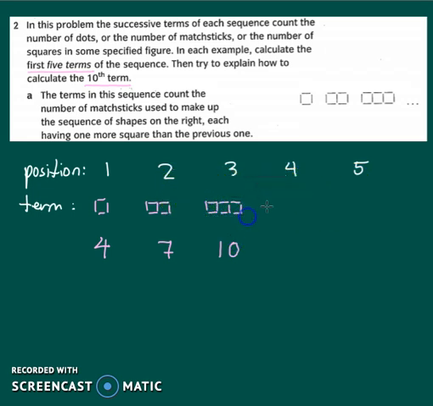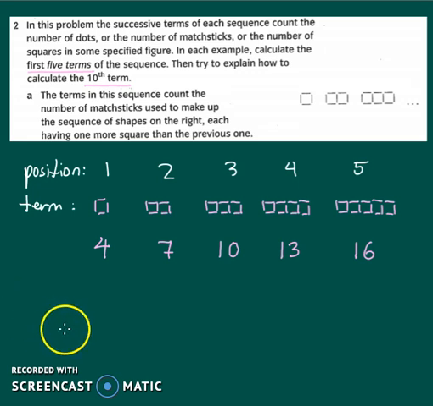In the fourth term, we have the same thing as in the third term, but we are once again adding 3. So 10 plus 3 will be 13. And for the last one, we're going to repeat the same action to end up with 5 squares. 13 plus 3 is 16.